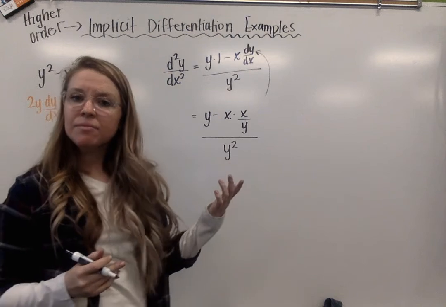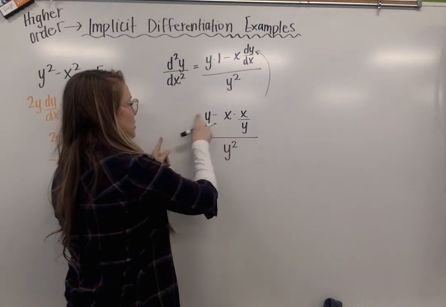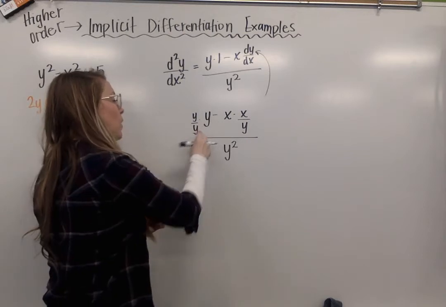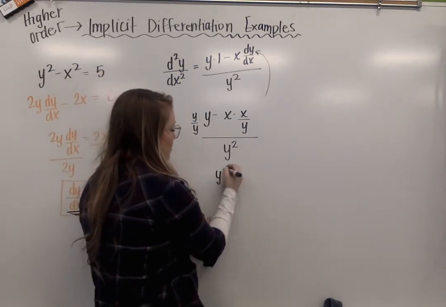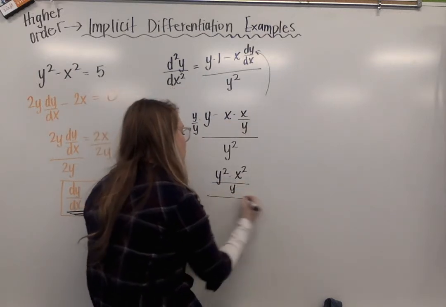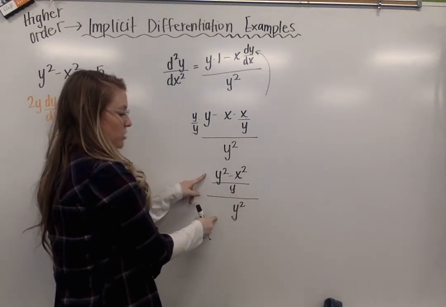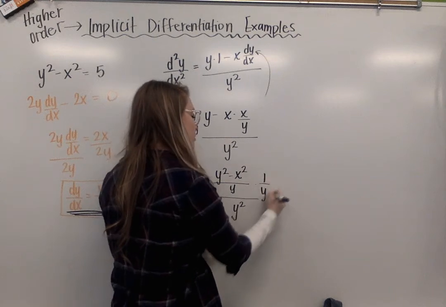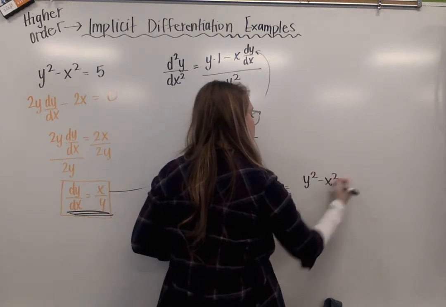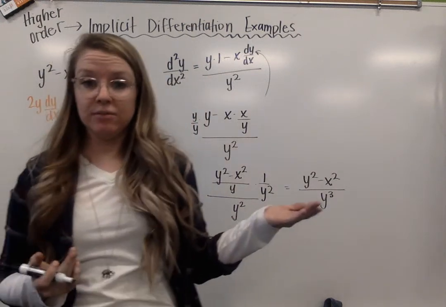Okay. Now that I've made that substitution, I'm just looking at some algebra to simplify this. I have fractions in the numerator, so I'm going to get a common denominator by multiplying my first y by y over y. So that's going to give me y squared minus x squared, x times x, over y, all over y squared. So I have a fraction inside of a fraction, so what I'm going to do is my copy dot flip. And I'm now looking at y squared minus x squared over y cubed. So there's my second derivative.